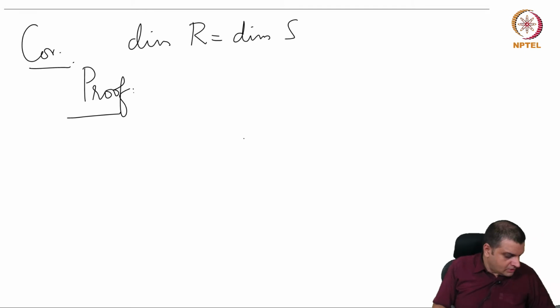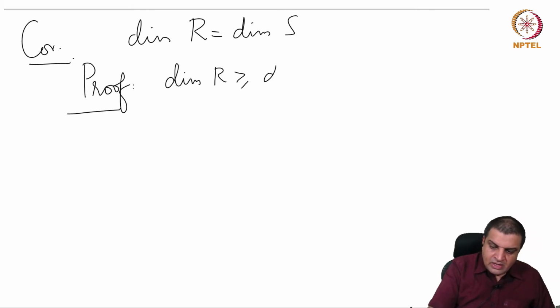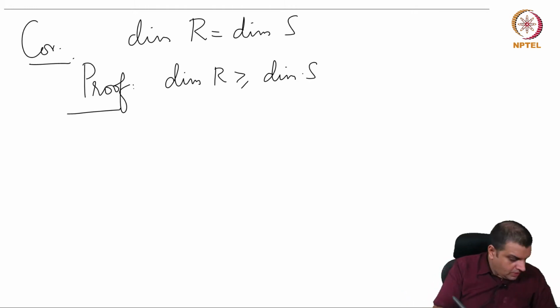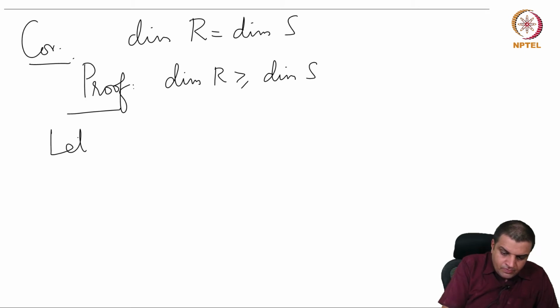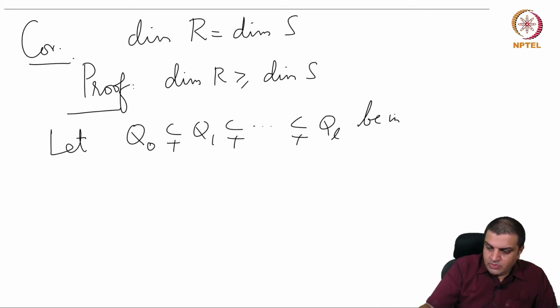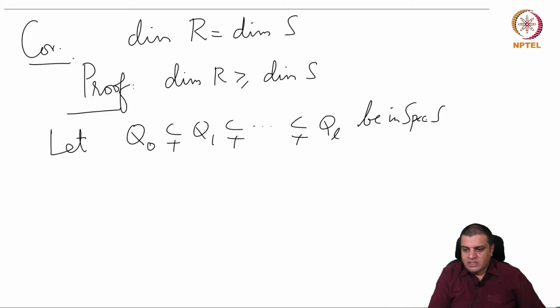Okay, so let's first prove that dimension R is greater than or equal to dimension S. So let Q0 inside Q1 inside up to QL be a chain in spec S. The supremum of such L is what would give us this dimension.